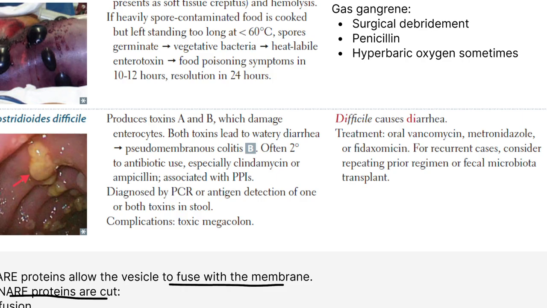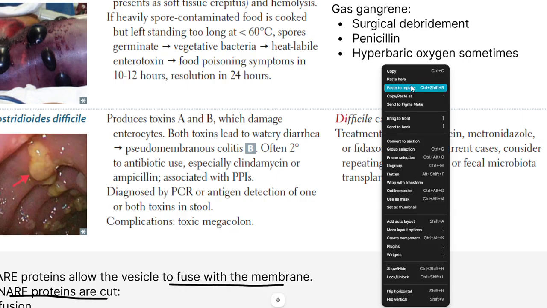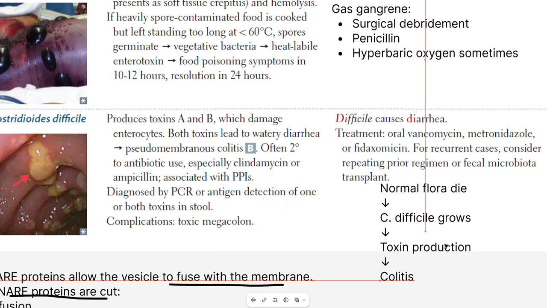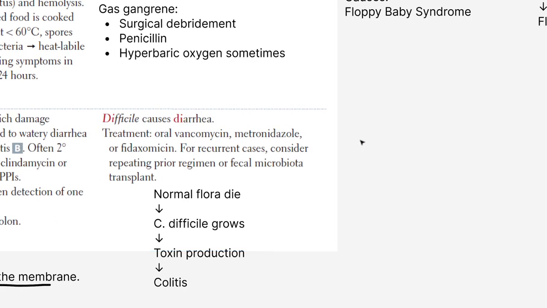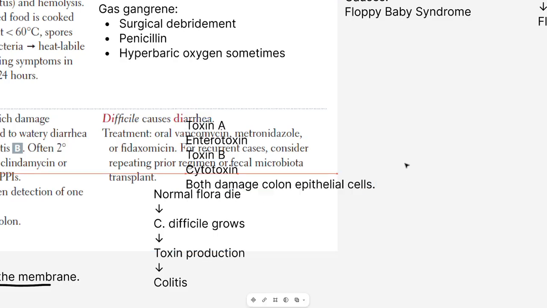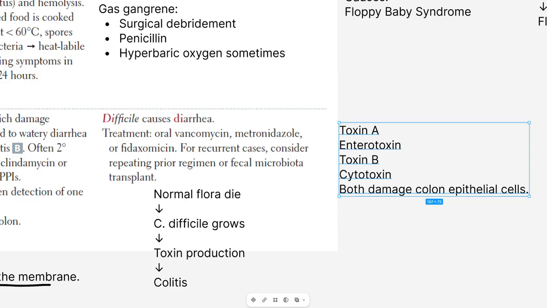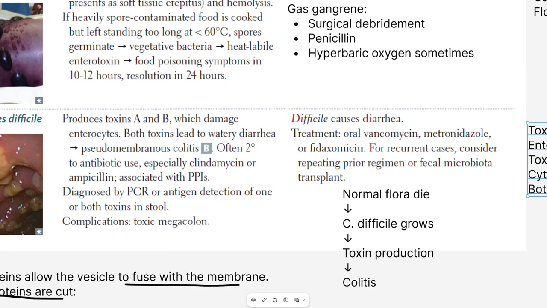After antibiotics, what happens is the normal flora dies, the C. difficile grows, and toxin is produced. And this leads to colitis. There are two toxins, the enterotoxin and the cytotoxin. Toxin A is basically the enterotoxin, and toxin B is the cytotoxin. Both damage colon epithelial cells, right? I'll just write this here. So both of them damage colon epithelial cells. They cause pseudomembranous colitis. You get watery diarrhea, fever, and abdominal pain.